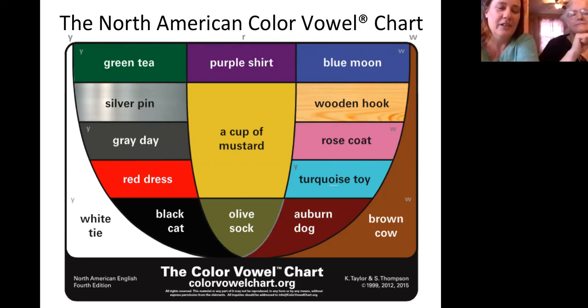Back up through the middle. We're going to start here above olive at a cup of mustard, purple shirt. And then on the sides, we've got our 2 big movers. We've got brown cow, ow, and white tie, I. There we go. So the 15 vowel sounds of North American English.